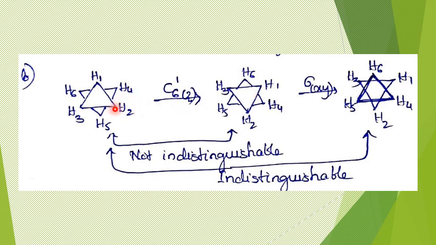Simultaneously, H2 will come here, exactly above H5, in the sense of wherever H5 is present now. With reference to this H5, it will be exactly above H5. Similarly, this H3 will take up this position. That's how by 60 degree rotation, H1, H2, H3 change their positions like this. So this is just a 60 degree rotation.